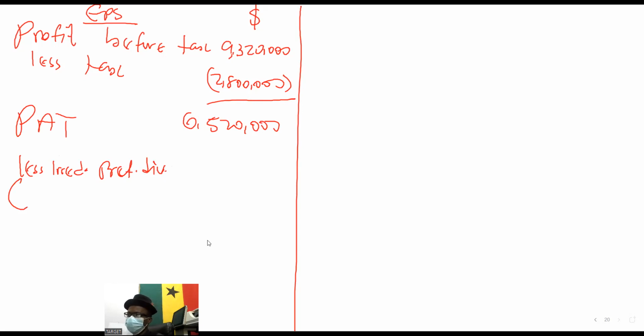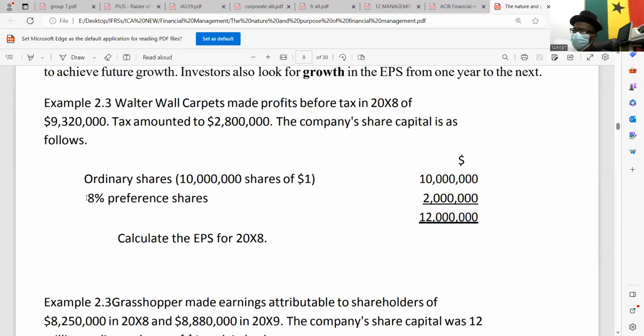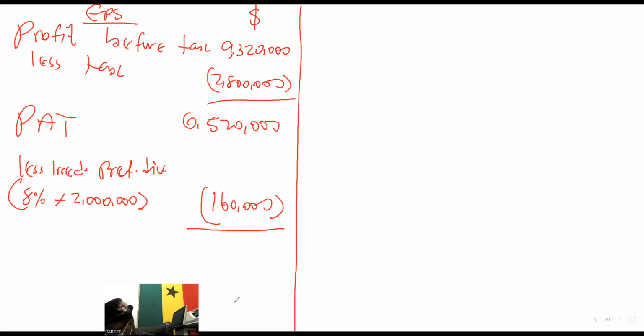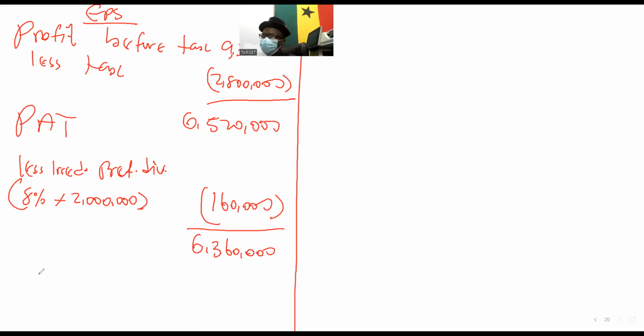Let's go and calculate it. It will be 8% on the value. So 8% on the 2 million will be 160,000. So 6,520 less 160 gives 6,360, which is 6.36 million. And then we move on with the game.